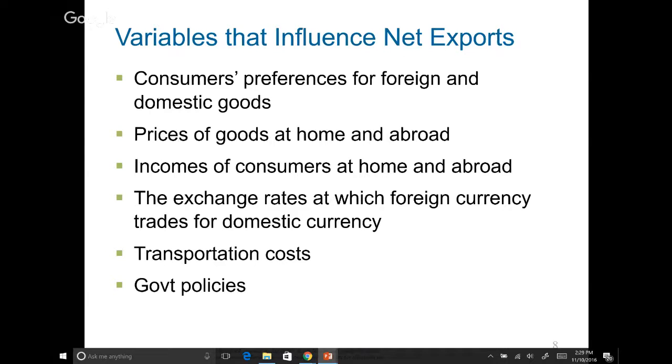And then next is the price of goods at home and abroad. So this goes back to between your import and export, or your foreign good and domestic good, which one is cheaper? If the foreign good is cheaper, we'll buy more foreign goods. And then next is income for consumers at home and abroad. Now this one goes to whoever has more money. Anytime our US consumers have more money, we tend to buy more foreign produced goods, so net export will decrease. And anytime your foreign consumers have more income, they'll be buying more US produced goods, so our net export will increase. Okay, so it depends on who has money.